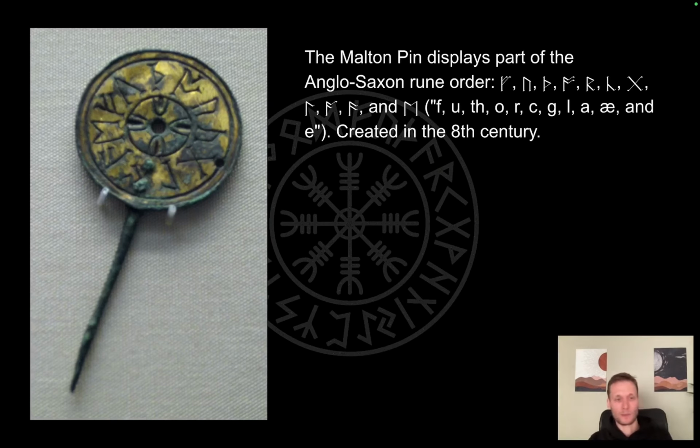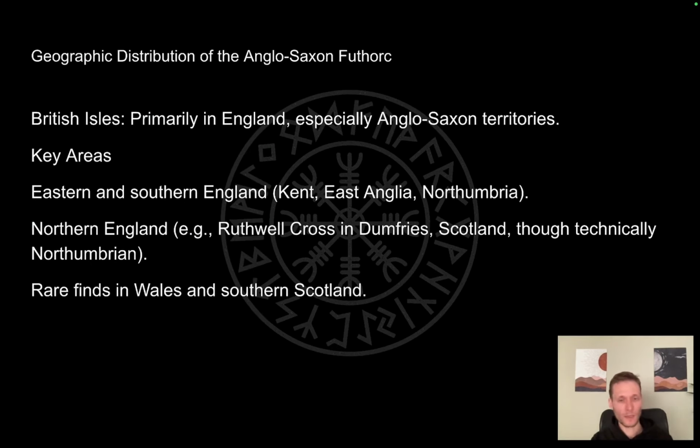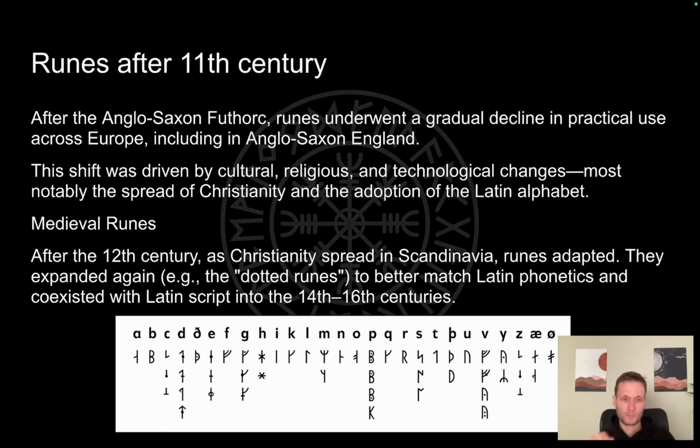Here's one of the well-known artifacts of the Anglo-Saxon Futhark, known as the Malton pin. It was created in the 8th century. And the geographic distribution of the Anglo-Saxon Futhark is also in the British Isles, England, in Anglo-Saxon territories, eastern and southern England, northern England, and also in Wales and southern Scotland.